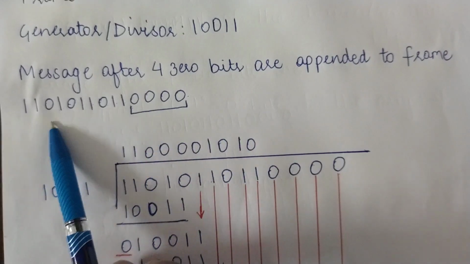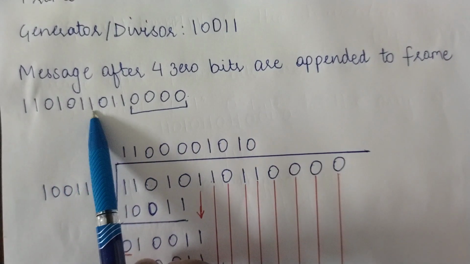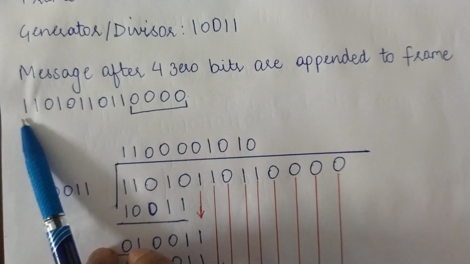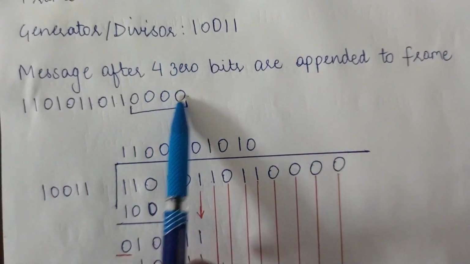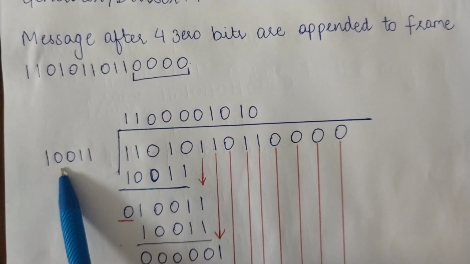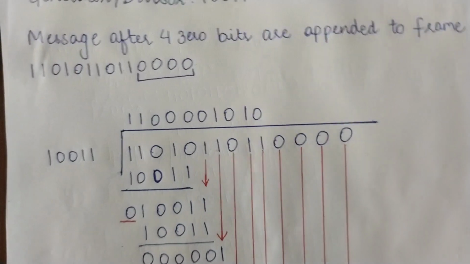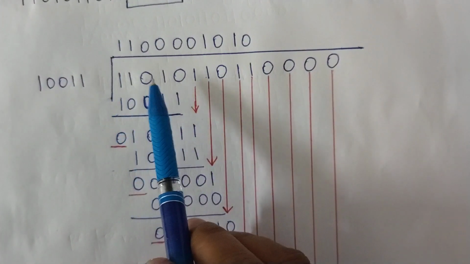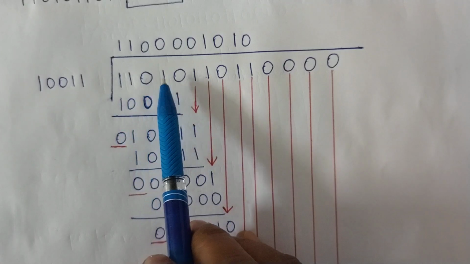It is 1 1 0 1 0 1 1 0 1 1 and 4 zeros. Now this message, after 4 0 bits have been appended to it, is divided by the divisor. So you can clearly see that the first 5 bits here are 1 1 0 1 0.